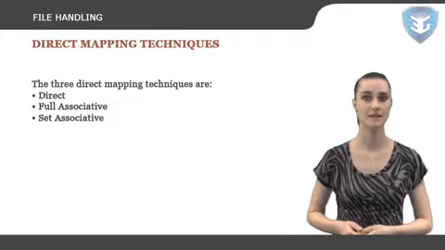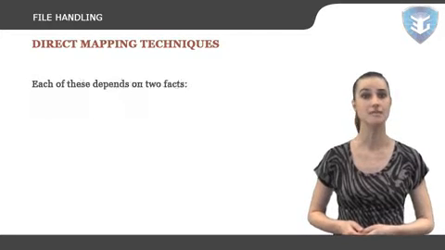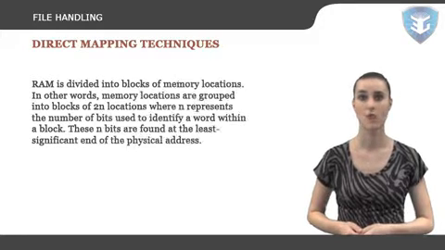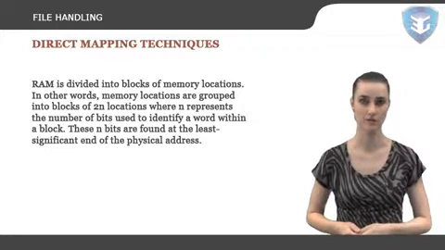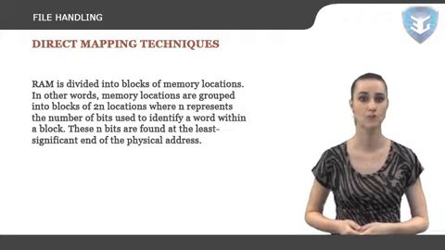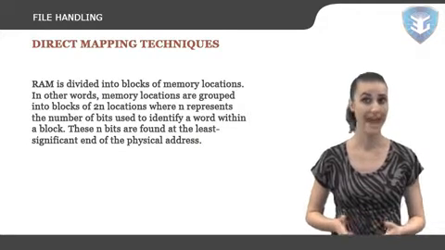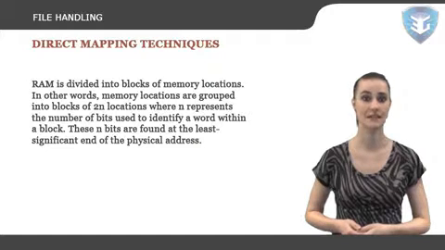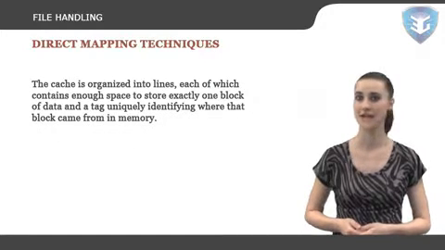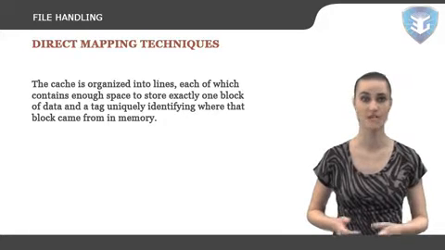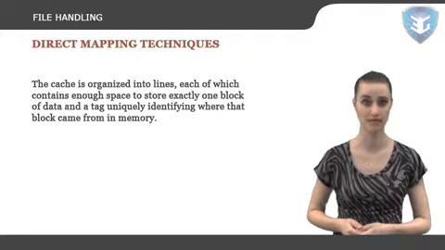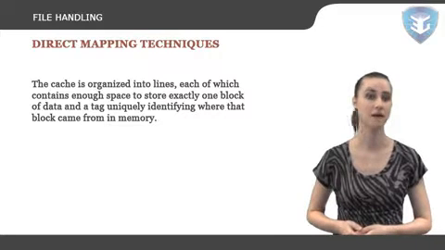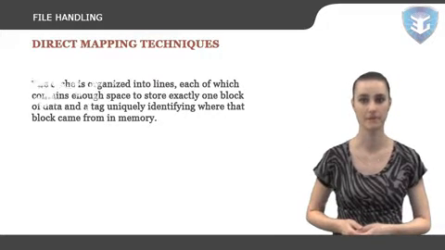The three direct mapping techniques are direct, full associative, set associative. Each of these depends on two facts. RAM is divided into blocks of memory locations. In other words, memory locations are grouped into blocks of 2^n locations, where n represents the number of bits used to identify a word within a block. These n bits are found at the least significant end of the physical address. The cache is organized into lines, each of which contains enough space to store exactly one block of data, and a tag uniquely identifying where that block came from in memory.